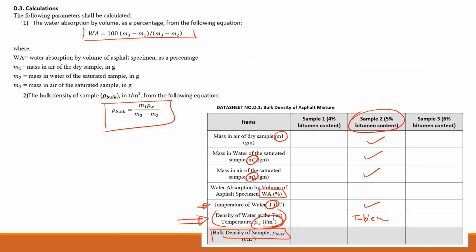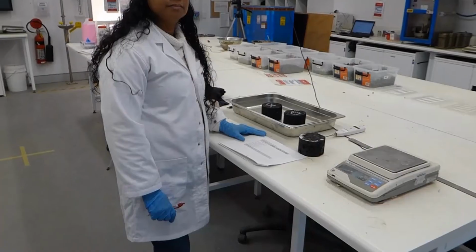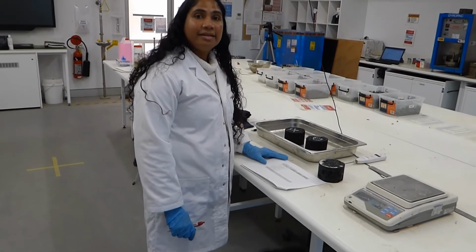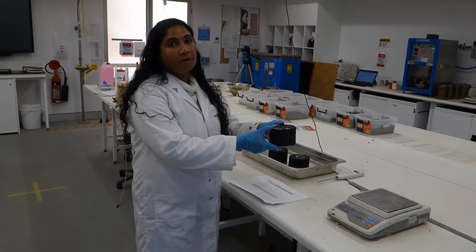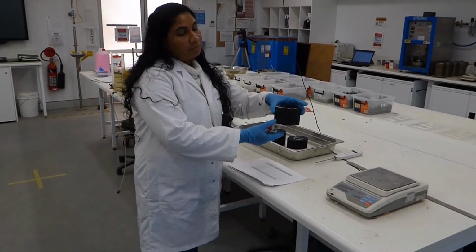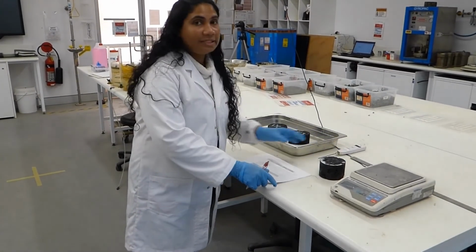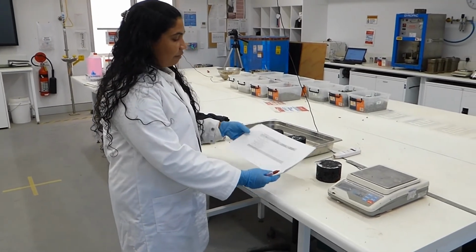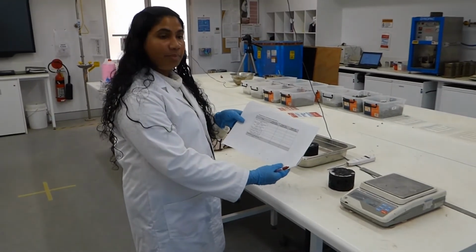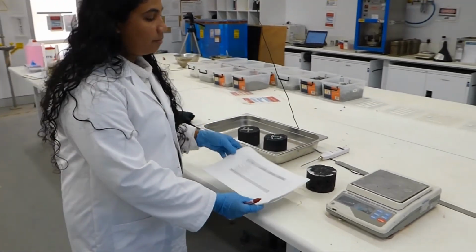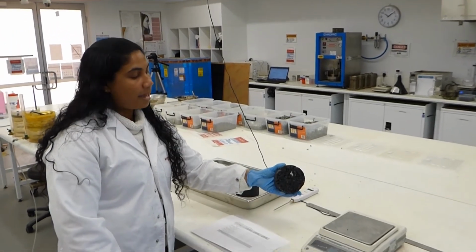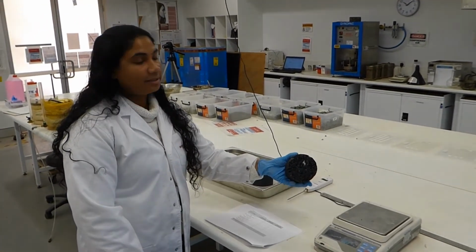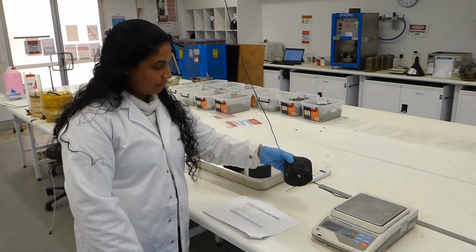So let's see this in the lab. We are going to do part D now to find the bulk density of the specimen. This is the specimen that we got from the compaction machine. For finding the bulk density, we have to take 3 mass readings. The mass readings are recorded in table D1 in your lab notes. We need to find the mass when the sample is in air, the mass when the sample is in water, and the mass in surface saturated dry condition.